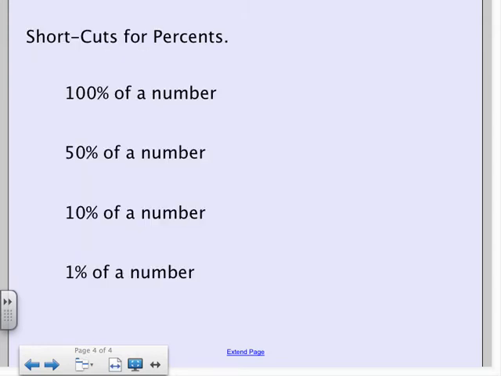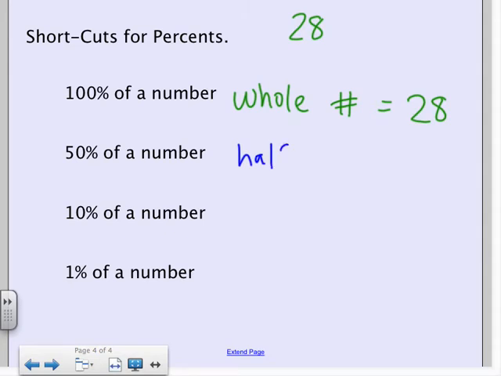All right, so there are some shortcuts. 100% of a number, hopefully you know that, it'd be the whole thing, right? Whole number. So for example, if I'm finding 100% of 28, it would be 28, okay? 50% is half the number. So half of 28, 14 in this case, okay?